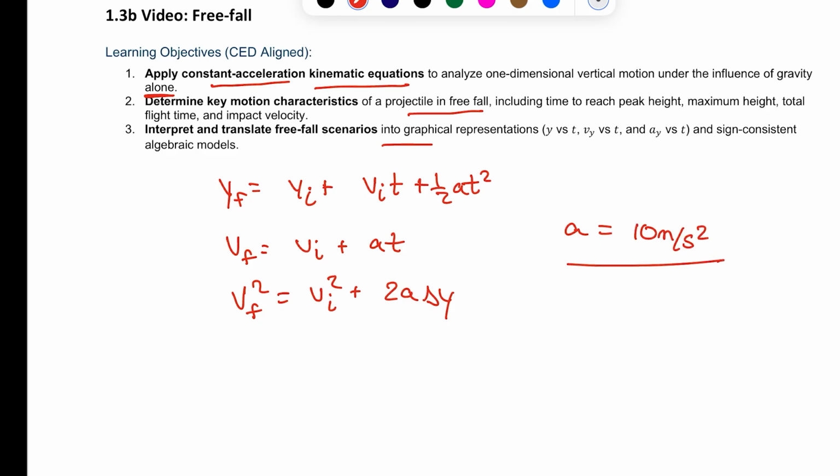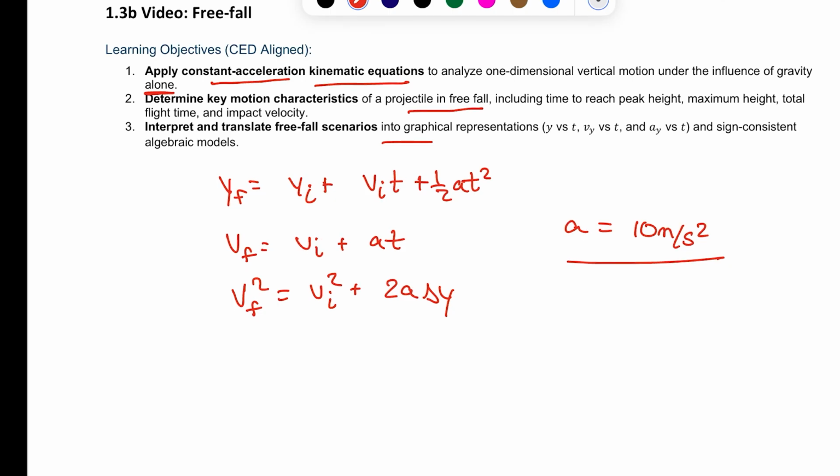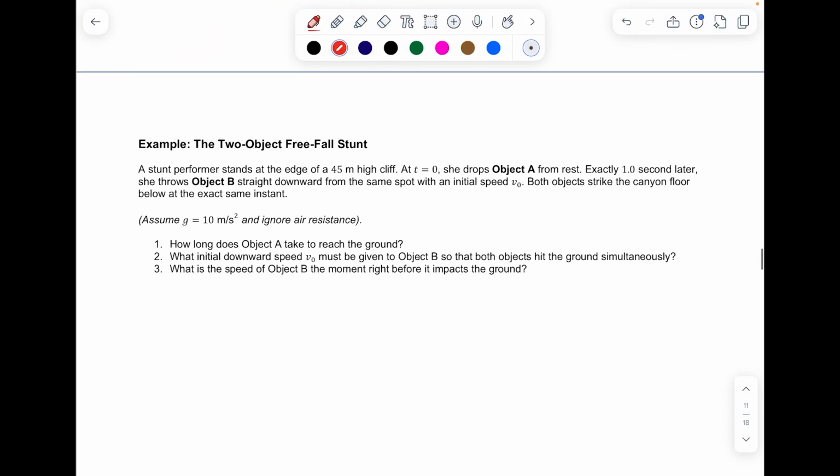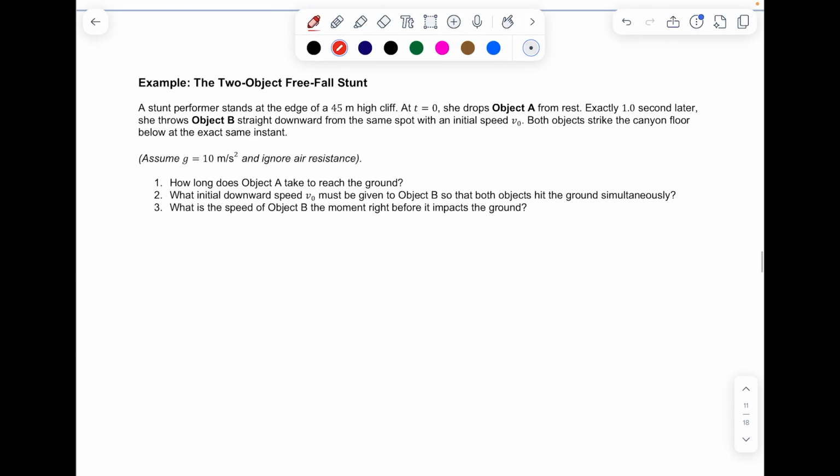So we're going to do a sample problem. These are much harder than what you did in regular honors physics. Let's go at it. We're going to take our example, the two object free fall stunt. Remember, I want to draw a picture first. A stunt performer stands on the edge of a 45-meter cliff, and I'm going to label that, 45 meters tall.